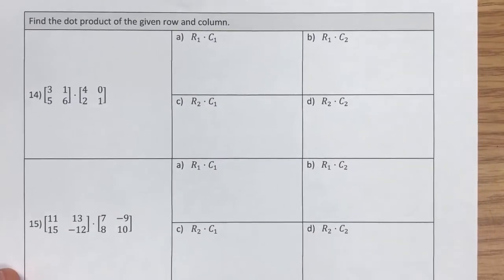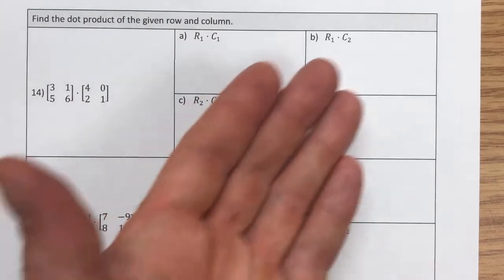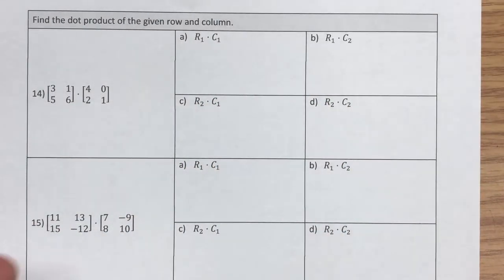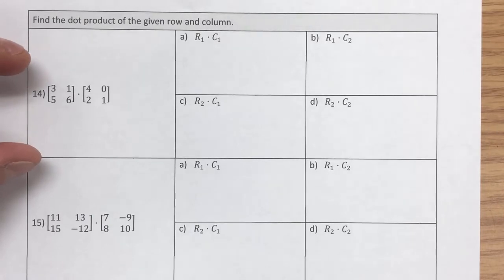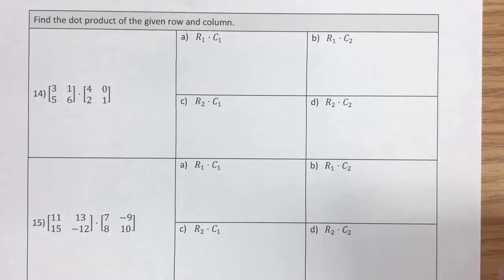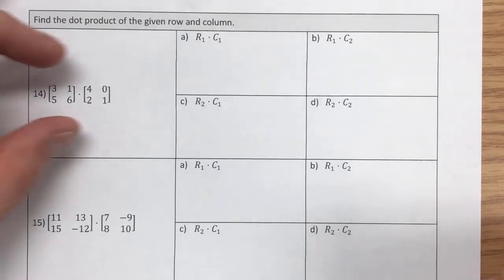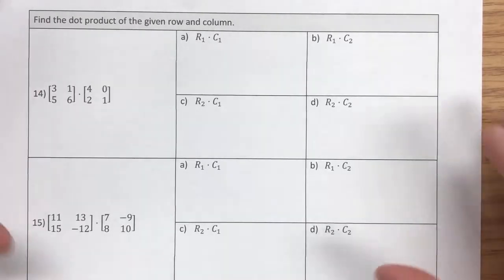Our next set of problems are going to be finding dot products of these matrices. We're not multiplying the two matrices together just yet. We're finding the dot products of specific parts of this problem, or of this process.